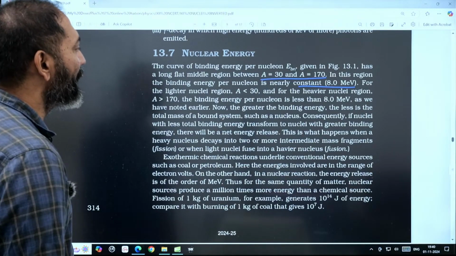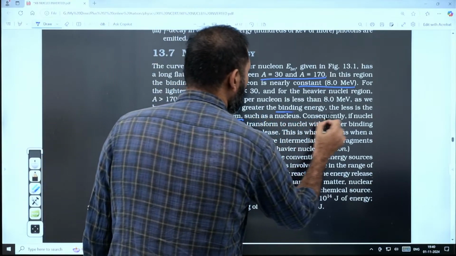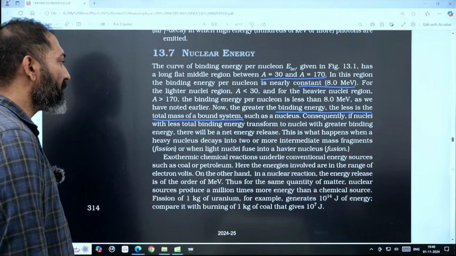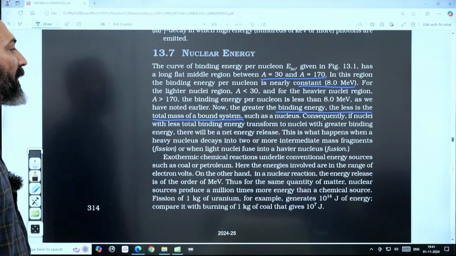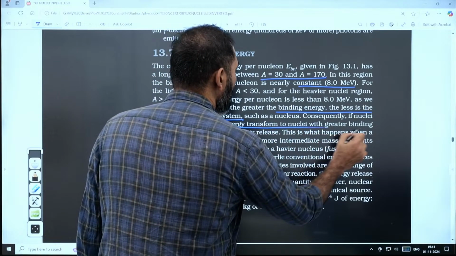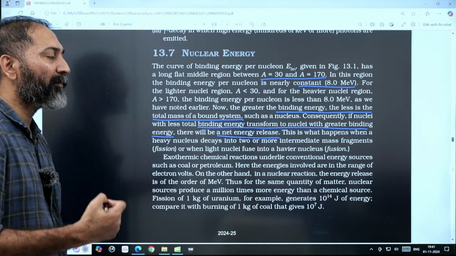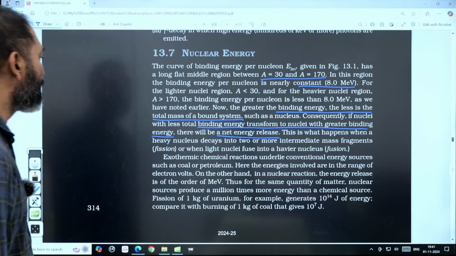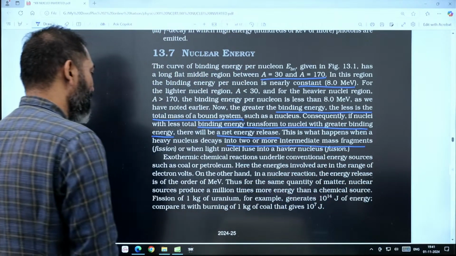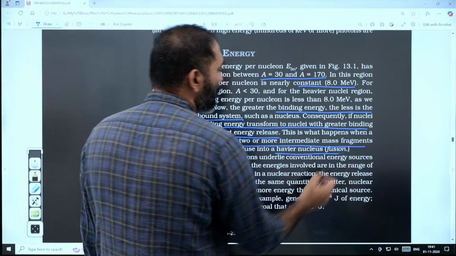Now, the greater the binding energy, the less is the total mass of a bound system. When the binding energy is high, mass will be less, such as in a nucleus. Consequently, if nuclei with less total binding energy transform to nuclei with greater binding energy, there will be a net energy release. That means mass will be converted to energy. This is what happens when a heavy nucleus decays into two or more intermediate mass fragments, that is fission, or when light nuclei fuse to form a heavy nucleus.